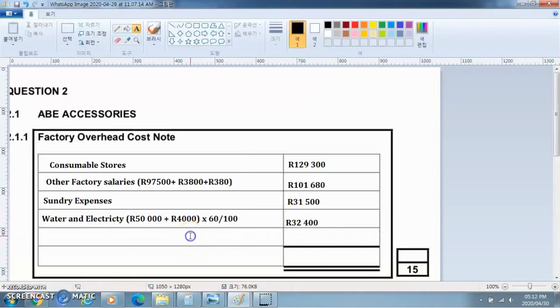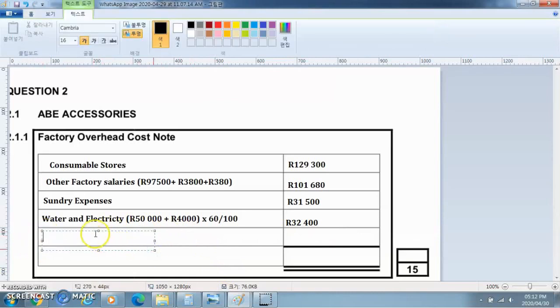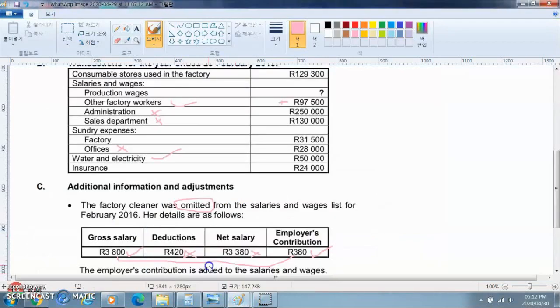Let's continue and do the last one, which is insurance. I will write down insurance and go back to the scenarios and see if there is anything I need to take into account. So insurance: we have 24,000. Remember, it's 24,000 for insurance. I put my tick there.